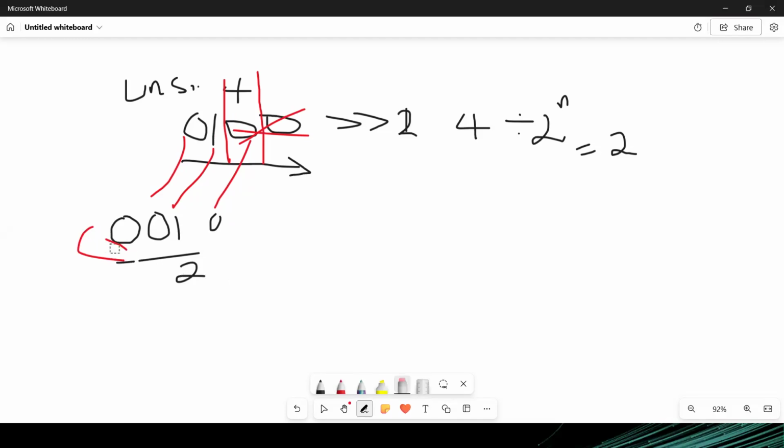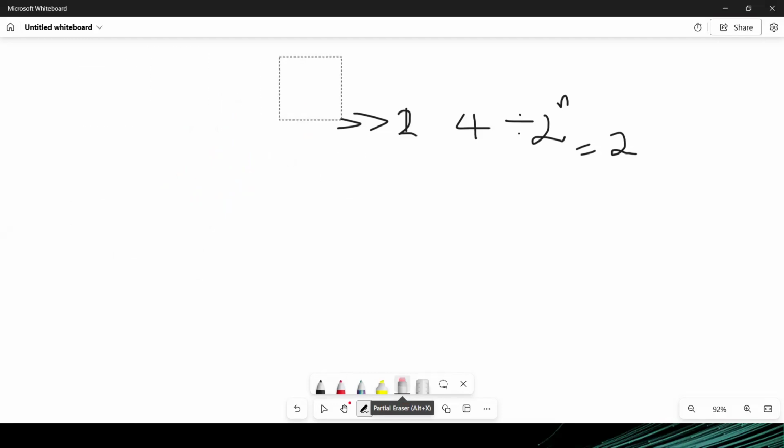I will fill in. Okay, so don't worry. Let me erase everything and show you. Now, what we are doing here is unsigned integer and left and right shift.